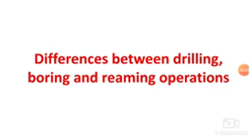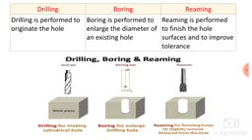Today in this video we are going to discuss the differences between drilling, boring and reaming operation. These are basically machining operations used for removing material from the workpiece. For classifying drilling, boring and reaming I have prepared 3 columns, and the figures below those 3 columns are the figures for drilling, boring and reaming respectively.